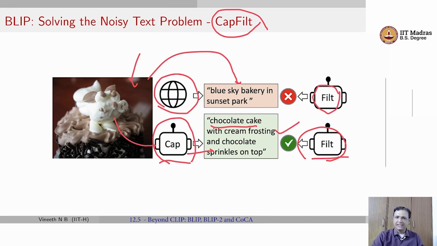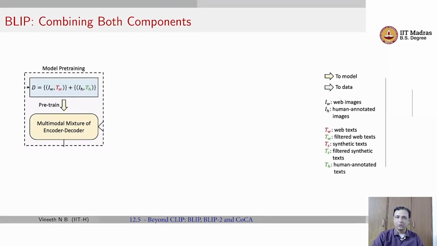Now let's see how these captioning modules and filtering modules are actually constructed. So they first take a dataset which is web scraped and a dataset which is human annotated. IH, TH corresponds to image text pairs which are web scraped, and image text pairs which are human annotated. This is used to train their model, which is called MED, or multimodal encoder decoder. That's what is trained using this initial data.